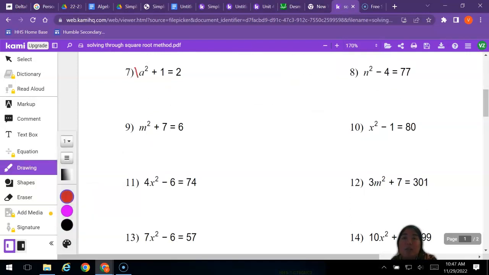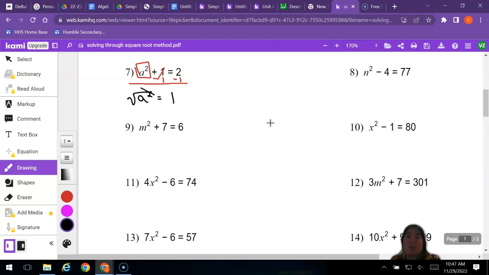So I want him by himself, and it's adding to 1. So the only thing I got to do is subtract 1, subtract 1. Right? And now I'm left with a squared equals 2 minus 1, which is 1. So that's like the new equation we're working with. So what I'm going to do is write it on the side, or I can leave it like this, and I'm going to say, okay, what do I do now to get a by itself? Well, I do the opposite of squaring.